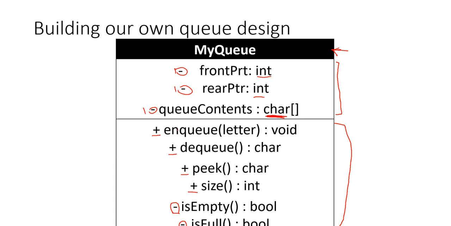In terms of the methods, we've got onQ, where we'll take a letter in. It's void, a procedure, it's not going to return anything. DQ is going to remove from the queue, so it's going to return a character. Peek looks at the front of the queue and returns that, so it's going to give a character back. And we can have size as well, which is going to give us an integer back. How big is this queue?